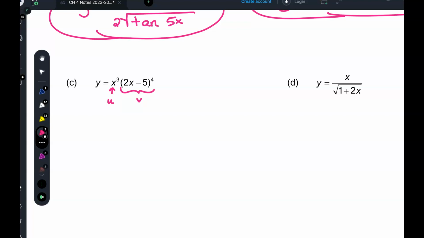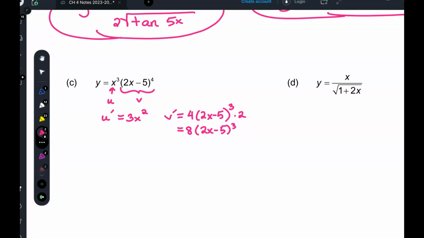Now, if it helps you to write out what u prime is and v prime first, then go ahead and do that. So what would u prime be? 3x squared. And what would v prime be? Okay, this is the part that uses the chain rule. So it would be 4 times 2x minus 5 to the third times 2. So this would be 8 times 2x minus 5 to the third.